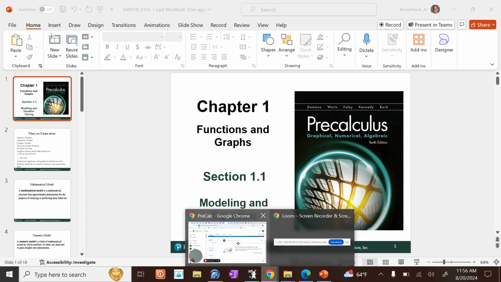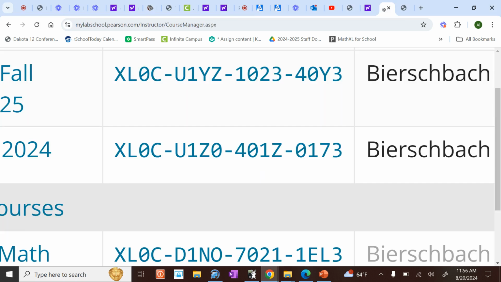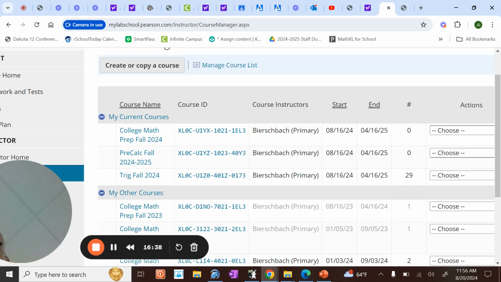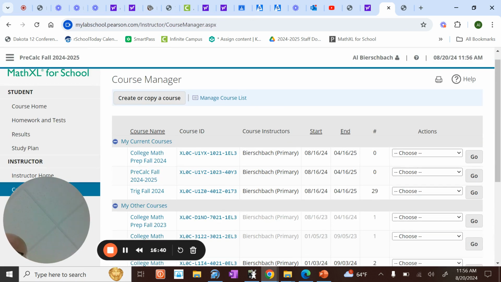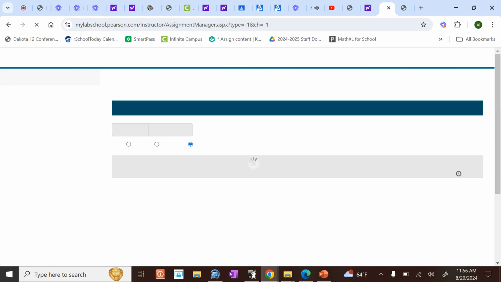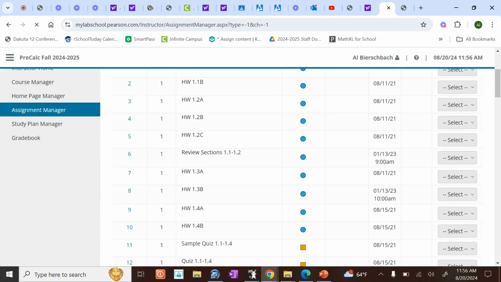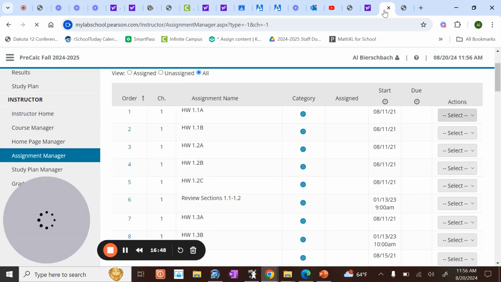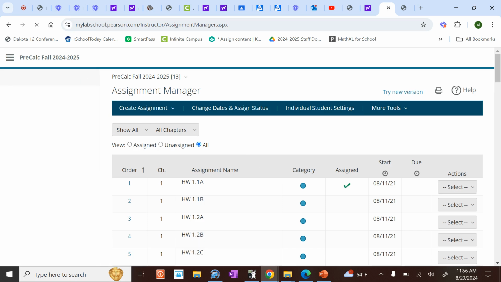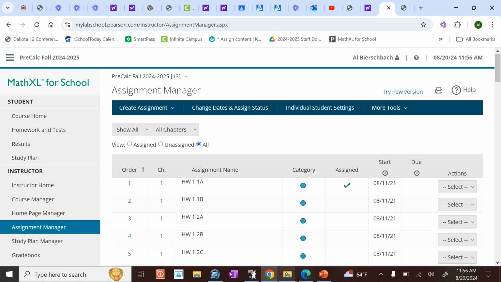So I will go on to Math Excel for School. And I will put that out there for you. Assignment manager. Assign. And it should be out there.